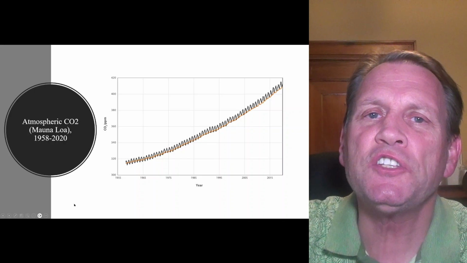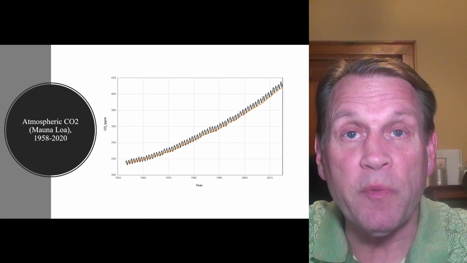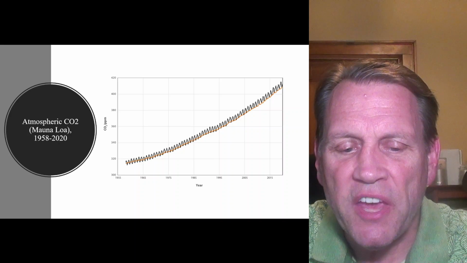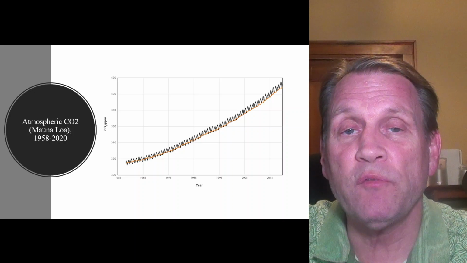Okay. And since pre-industrial times then, the atmospheric concentration of carbon dioxide has increased by over 40%. Methane has increased by 150%, and nitrous oxide by roughly 20%.